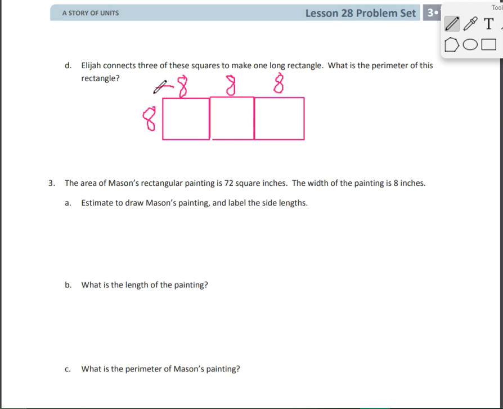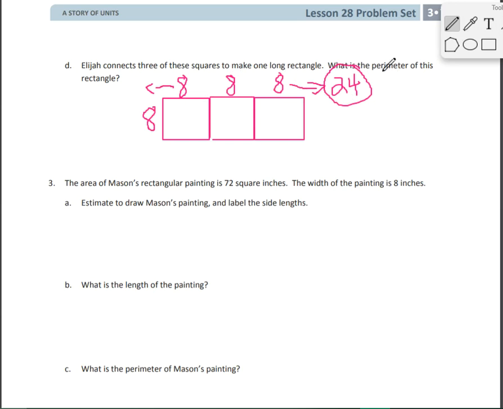Let's take a look at what's happening up top because we have 3 things that are 8 squished together. 8 and then 8 and then 8 more is going to get me a total length of 24 because I combined 1, 2, 3 squares together that have a measurement of 8 centimeters.